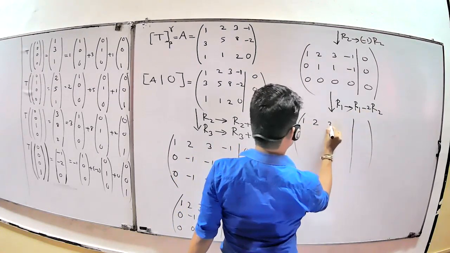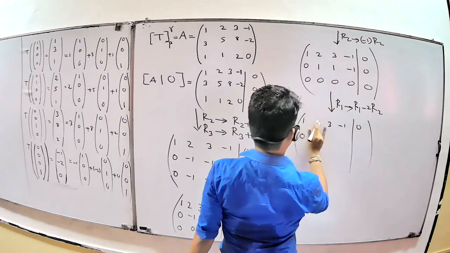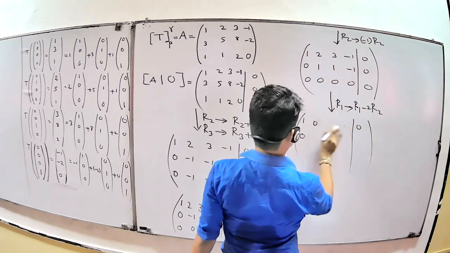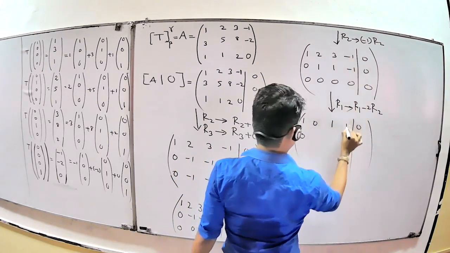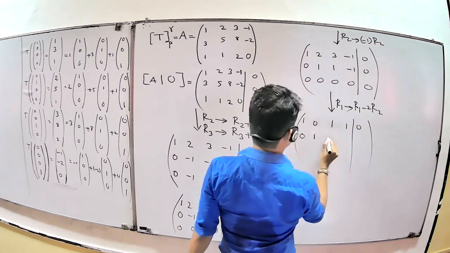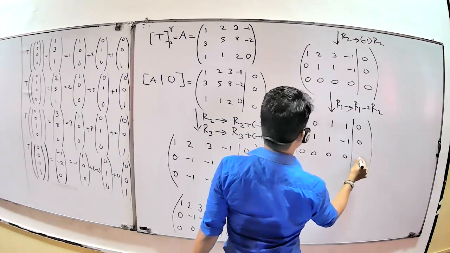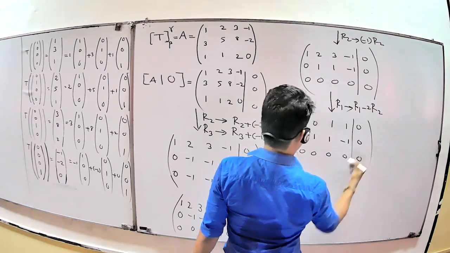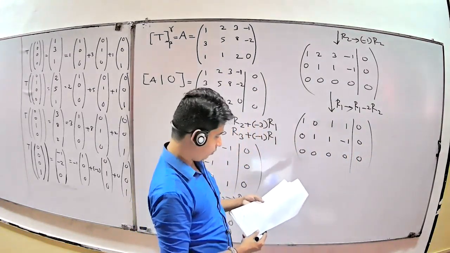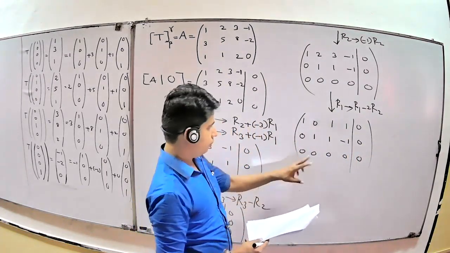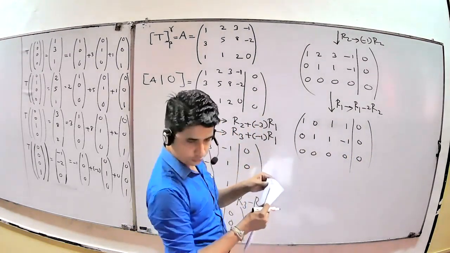1, 2, 3 minus 1, 0, 0, sorry, here 0. Here 0, minus 2, 3, 1, 2, 1 means 1. Okay, here 1, 1, minus 1, 0, 0, 0, 0, 0, here 0. It is the row reduced echelon form. Therefore, from this one you can find the values of x1, x2, x3, x4.